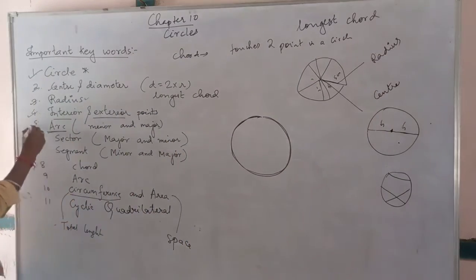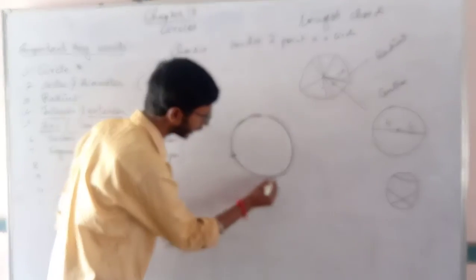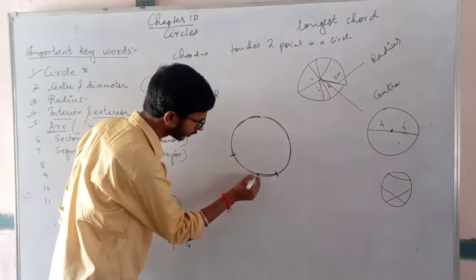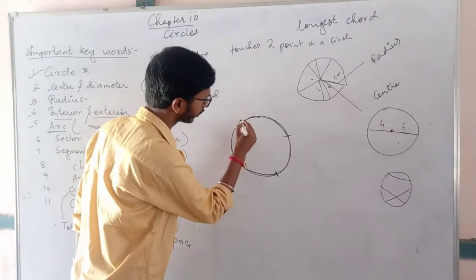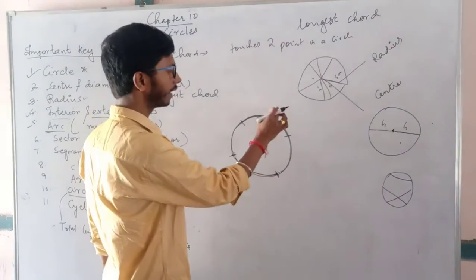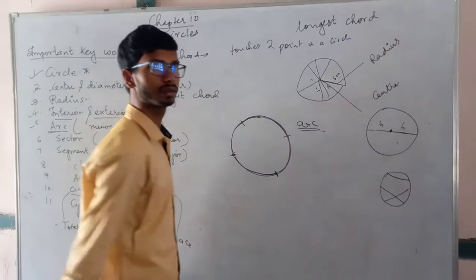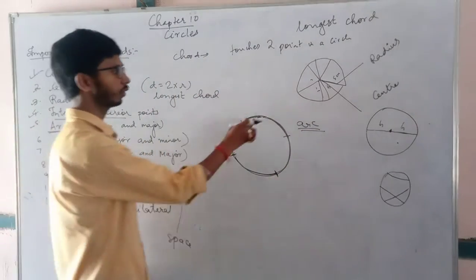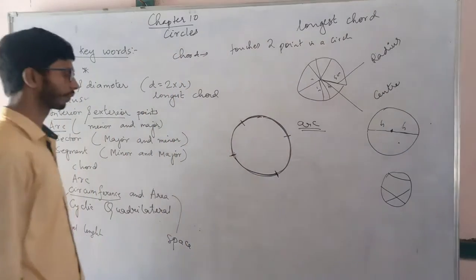Now what do you mean by arc? From this total length, if I take any part, suppose this part, or suppose if I take this part. So if I take any part from the circumference, that part is called the arc. Got it clear? From the total length, if I take any part, that is called the arc.